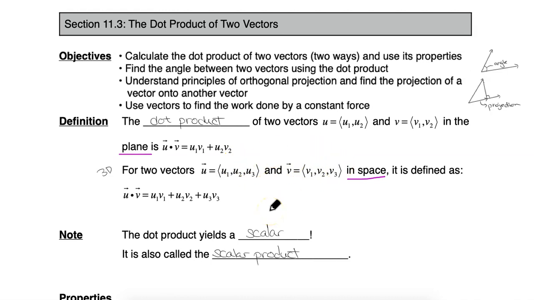So you can see something worth noting about the dot product, and that is that the dot product yields a scalar, or a number. Scalar means number. So if you take this product of two vectors, you don't get another vector, you get a number instead as the output. For that reason, the dot product is also called the scalar product.